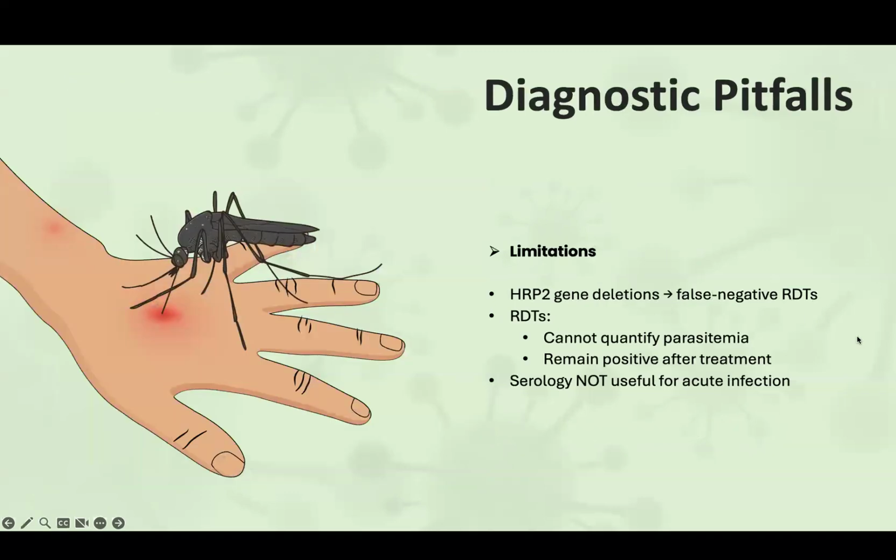Okay, diagnostic pitfalls. There are some limitations to diagnosing malaria. Rapid diagnostic tests are commonly used, especially in resource-limited settings, but they have limitations. Many rely on detection of HRP2 and genetic deletions in Plasmodium falciparum, which can lead to false negatives, which is a problem in Africa. RDTs can't quantify parasitemia and remain positive even after treatment. But PCR can confirm species, but it's not used for acute decision making. And serology is only used for past exposure.